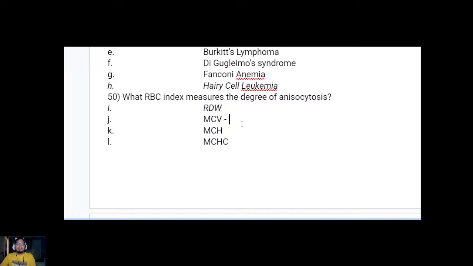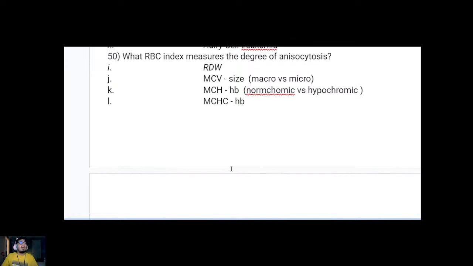This is size, hemoglobin content, and hemoglobin content also. Okay? So dito makukuha yung macro versus micro. This one is normochromic versus hypochromic. Kailangan ninyo para meron kayong mga shortcuts.